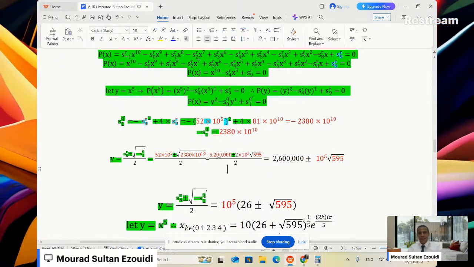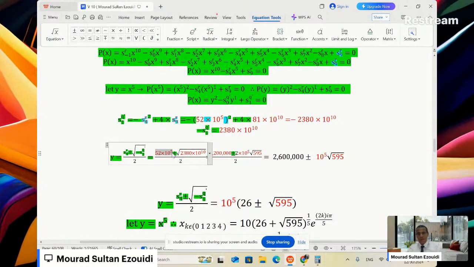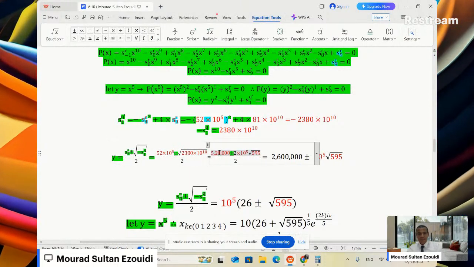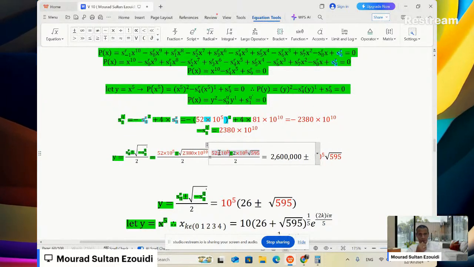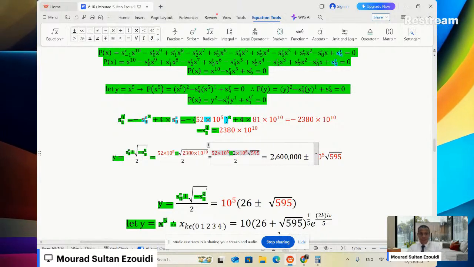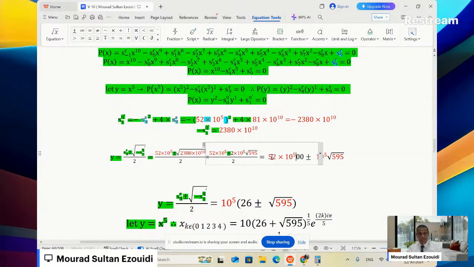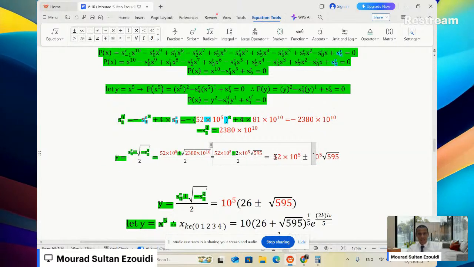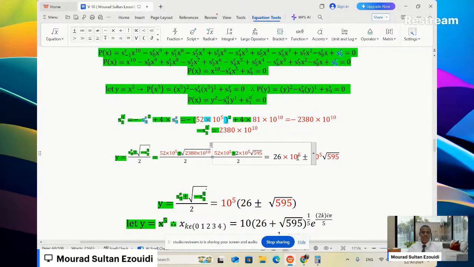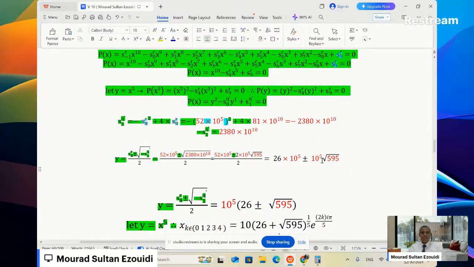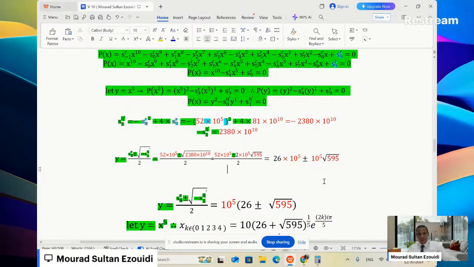Okay, we continue. We told that this is of course 52. I will take this, copy, and make it 52 times 10 raised to the power 5. So it will in fact be equal, I will write it now as 26 times 10 raised to the power 5 plus negative 10 raised to the power 5 times root of 595.